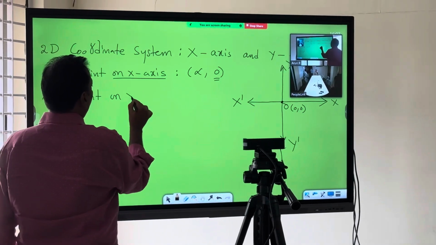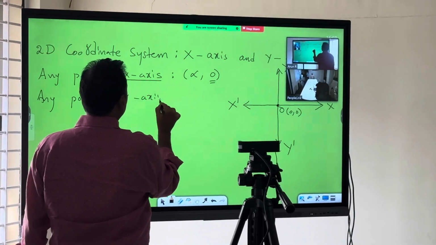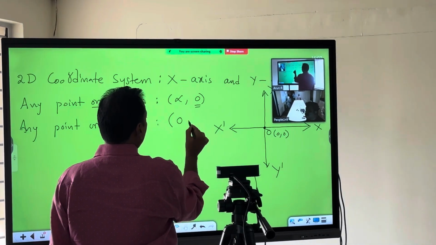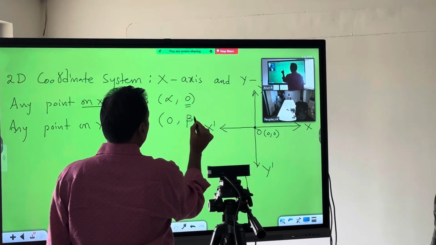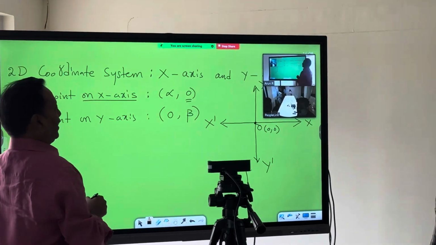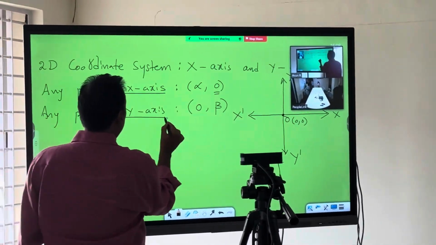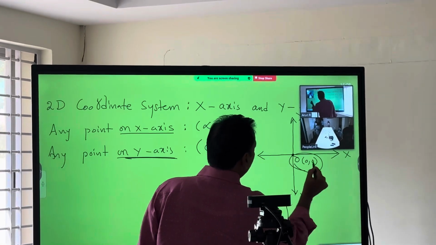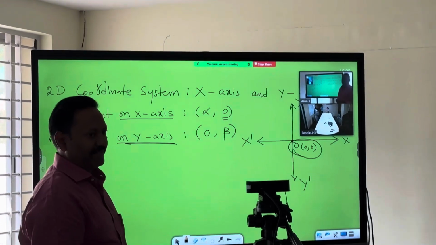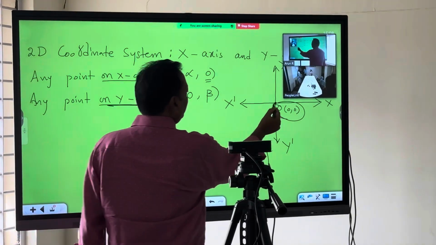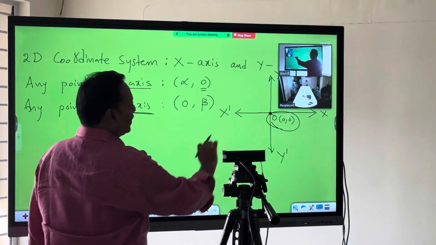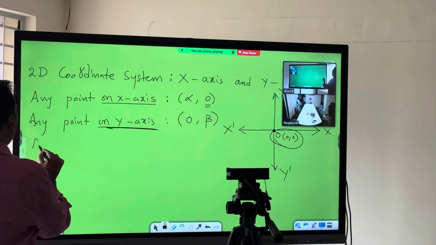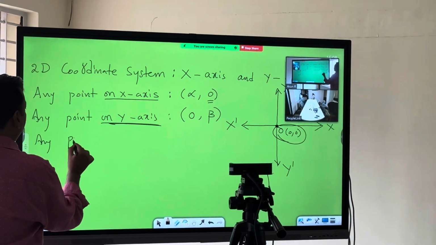Now the other case. If it is on the y-axis, then the first one will be 0, so the x-coordinate is 0 and the y-coordinate is beta, because it is on the y-axis. That is the reason why the origin has 0, 0 as its coordinates, because it is a point both on the x-axis and the y-axis. Right? Understood?